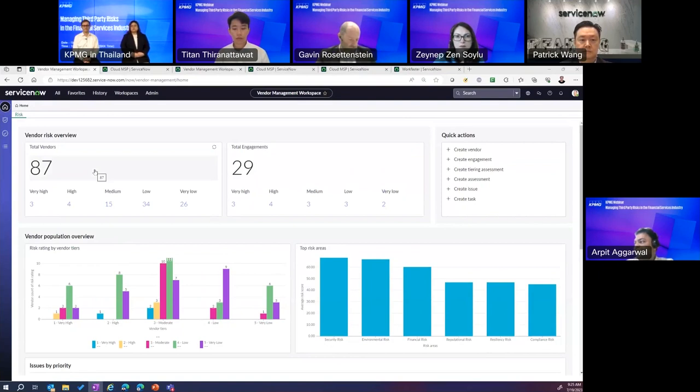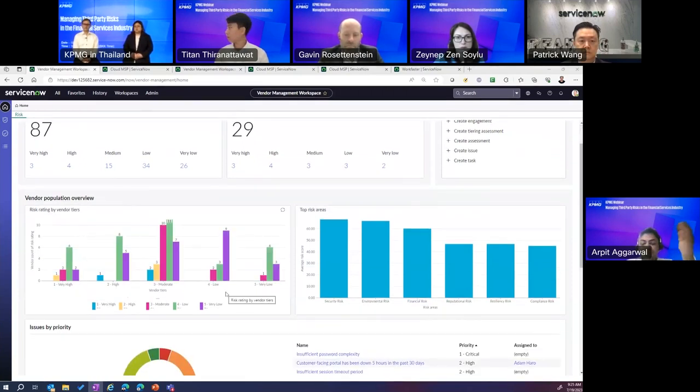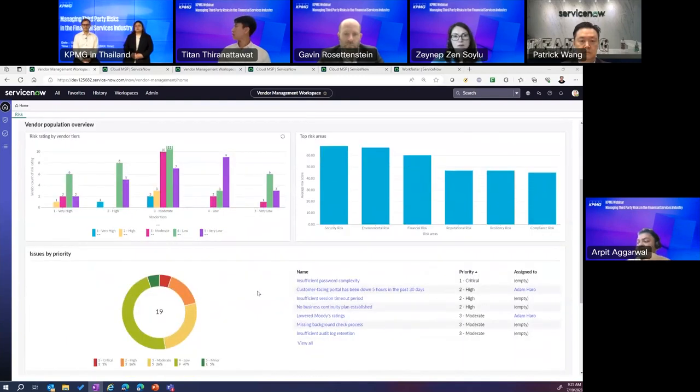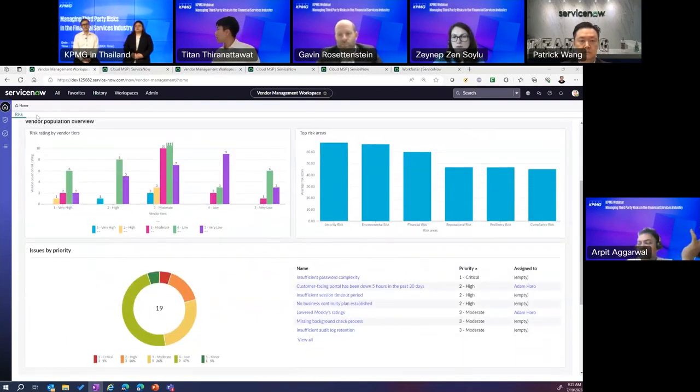As a vendor manager, like I mentioned, as Adam, when I'm logged in as a vendor manager in an organization or the client, I have access to the vendor workspace, which gives me a complete picture of vendor posture in an organization. So in a single pane, I can see how many vendors have been onboarded in the organization, the number of engagements we are doing with them, what are the risk ratings of each of the vendors. We'll come to the risk ratings, how it is calculated in the further course of the demo, and what are the top risk areas which are identified for vendors, and how many issues have been raised for different vendors.